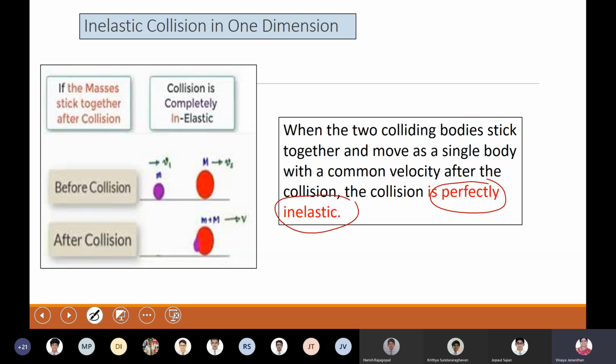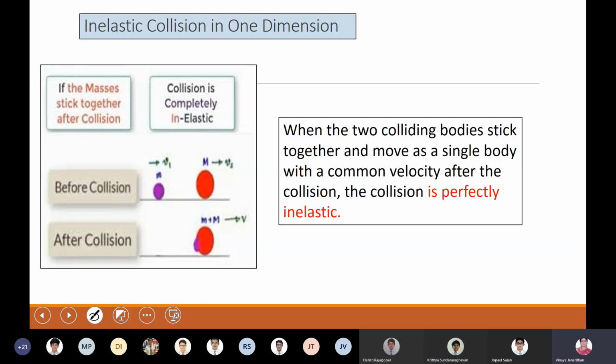Now, what is going to happen is when 2 bodies collide with each other, after collision, both the bodies will stick as one body and move. And this is what we call perfectly inelastic collision. So in inelastic collision, momentum will be conserved, but kinetic energy will not be conserved. After sticking, both the velocities will be the same, because it moves with the same velocity.